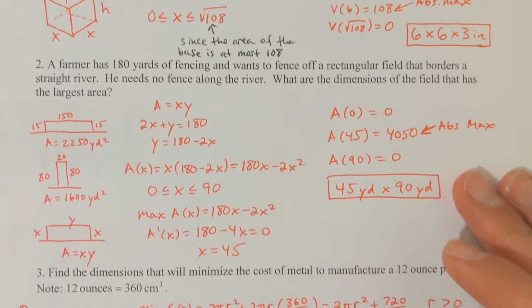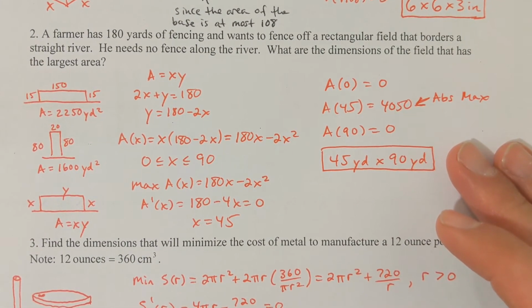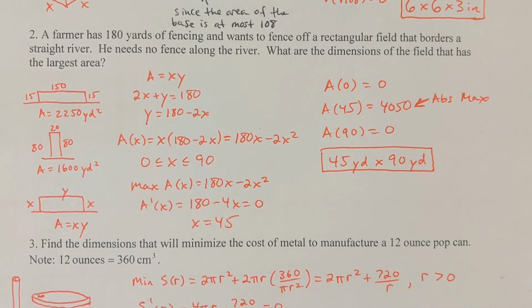Okay, let's take a look at another problem here. A farmer has 180 yards of fencing and he wants to fence off a rectangular field that borders on a straight river. He needs no fence along the river. What dimensions of the field will produce the largest area?